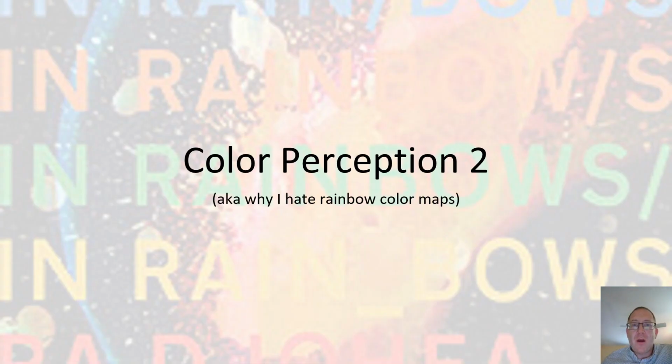Okay? When we come back, we'll actually get into color perception. Actually, we're one slide ahead, I think. We're going to get into color perception and things like rainbow color maps and why I hate them.